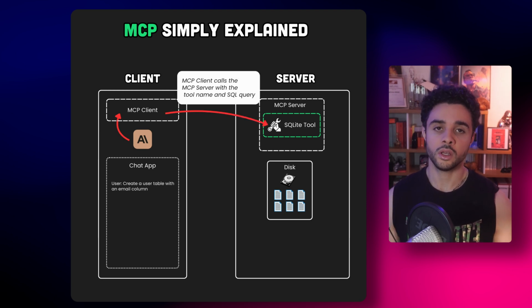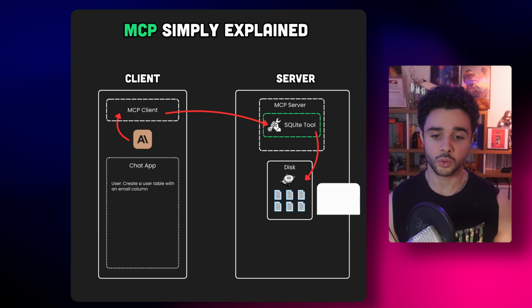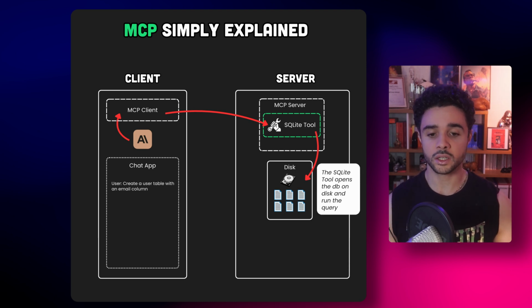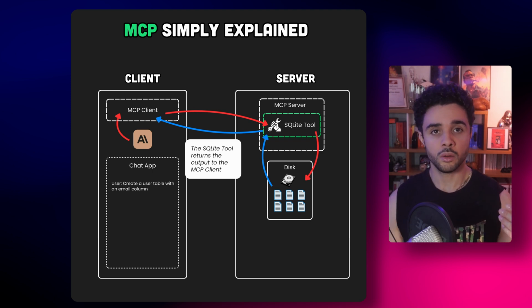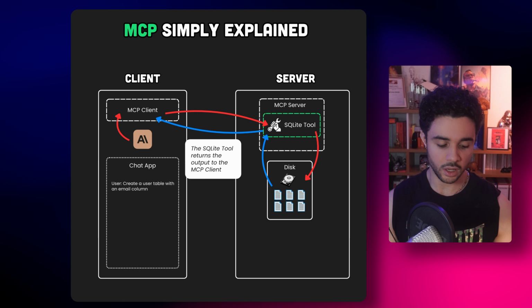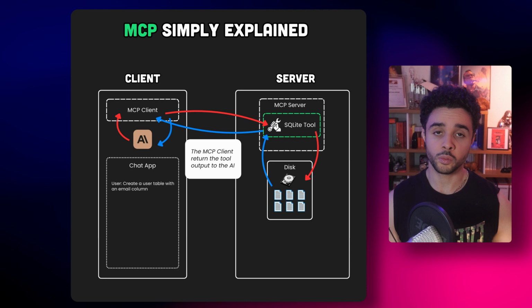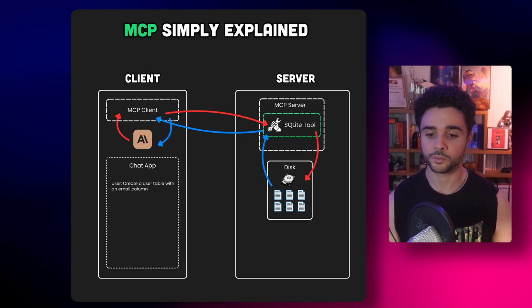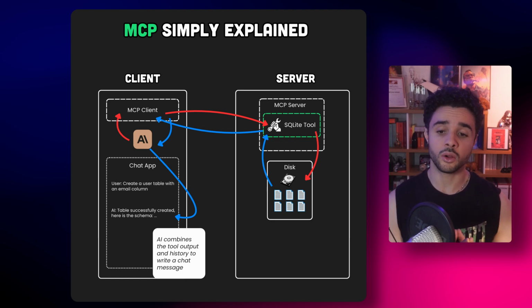Now, it will be able to understand how the tool works and ask the client to perform the action. So the client makes a call to the server to ask for the action to be executed. Here it will execute SQLite commands on the disk, so the data will change. It will answer back with the result, so success, the table is created. And finally, the answer goes back to the AI agent to be able to make the final answer to the user. And here you get your next message. So that's how MCP works.